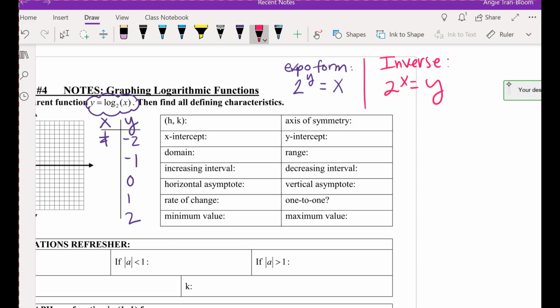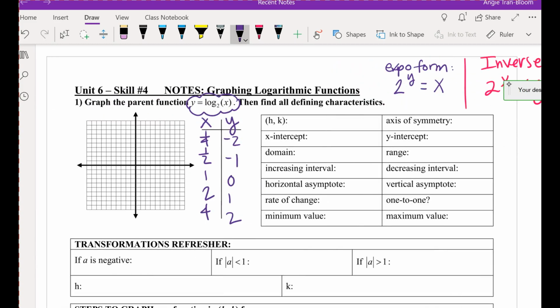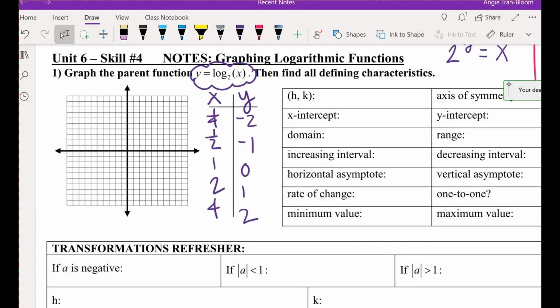Okay, let's go back to our log form. Here we go, expo form. When I pick -2 for y, x is a fourth. 2 to the -1 is half. 2 to the 0 is 1. 2 to the 1 is 2. 2 squared is 4. That's the same value that you would get for log. Okay, let's plot those. But before I plot those, let's discuss something really quickly.